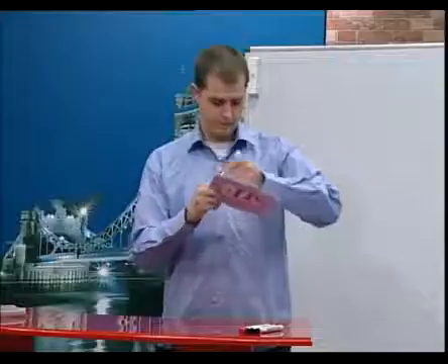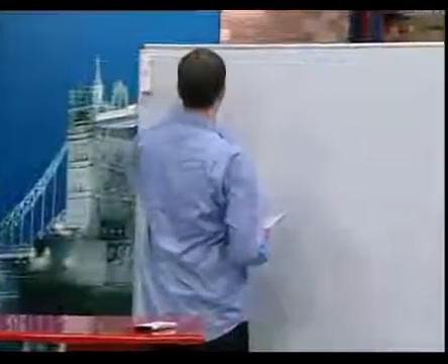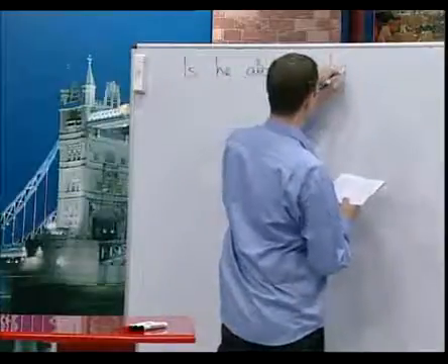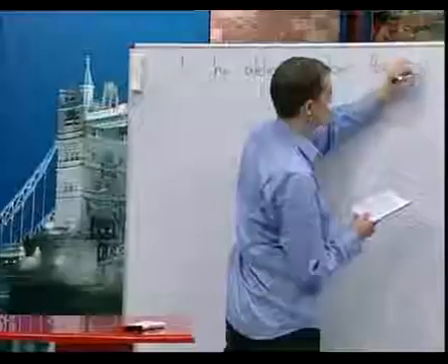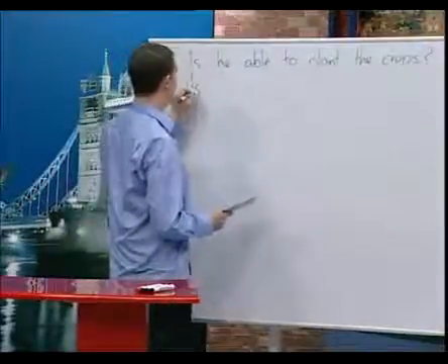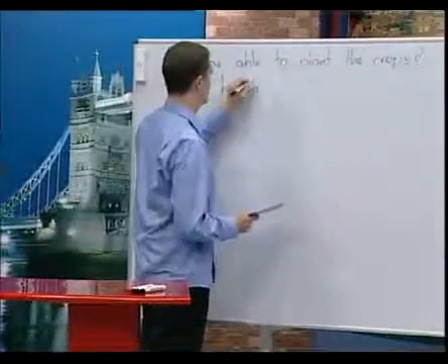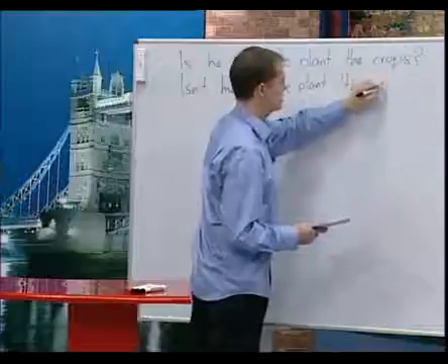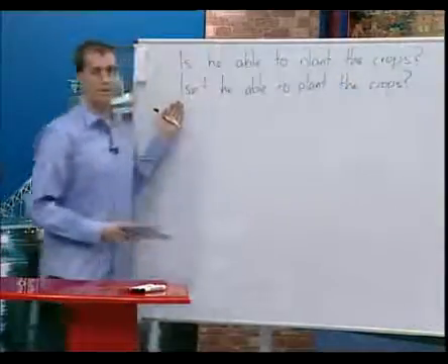To be able to means to have the ability to do something. It's the same as can for ability. The negative is not be able to. And you may ask a question with be able to like this. Is he able to plant the crops? Or the negative, isn't he able to plant the crops? Isn't he able to plant the crops?